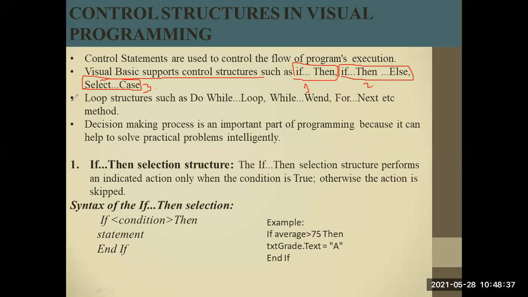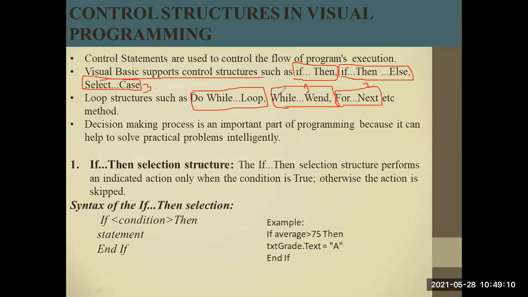Next, visual programming also supports looping structures like the do while loop, the while loop, and the for next loop. The concept is very similar to what you may already be aware of in high-level programming languages like C and C++. But there is a slight difference, and there are some additional things supported by visual programming.